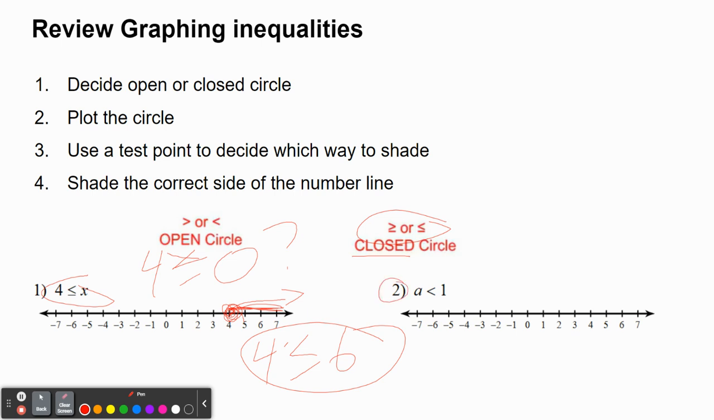Number 2 here, a is less than 1. We're definitely going to the number 1, and it's going to be an open circle because it does not have an or equals to portion of it. Let's use 0 again because we can. Is 0 less than 1? 0 is less than 1. So it's probably going to be this way. Let's check on the other side just to make sure. Is 3 less than 1? No, it is not. All right. So hopefully that is review for you on how to graph inequalities here.